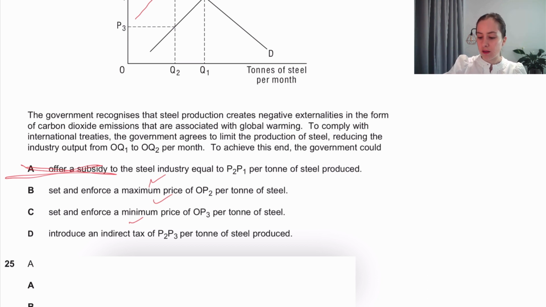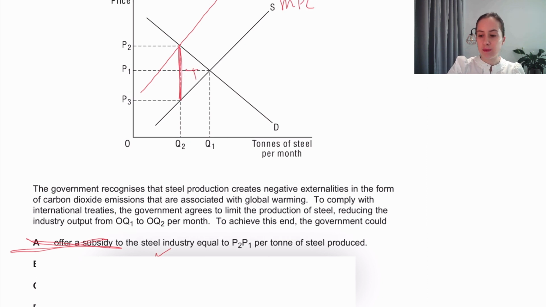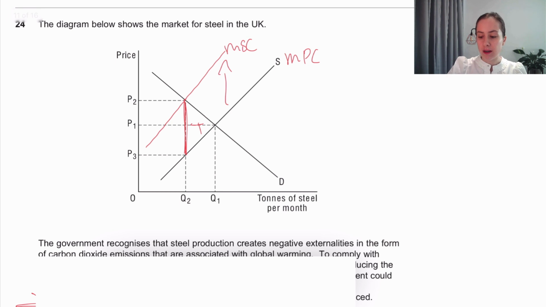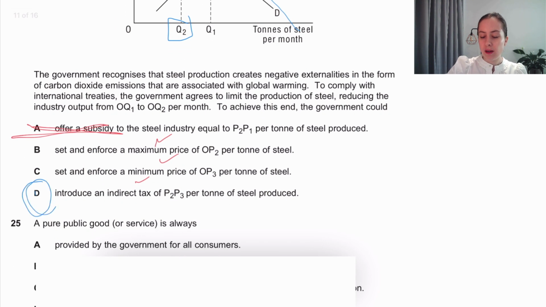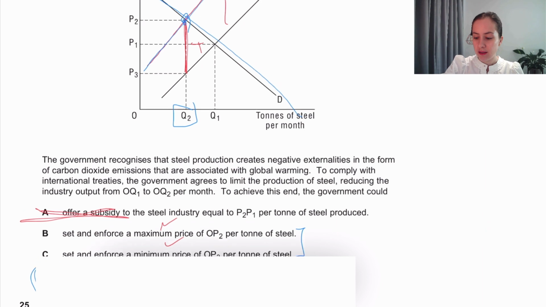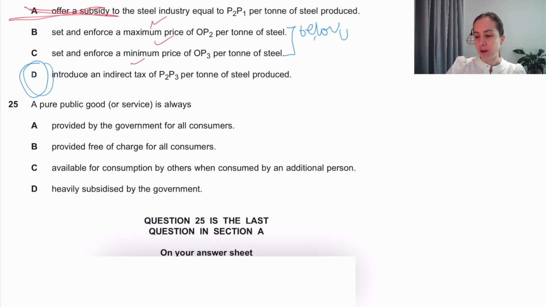I reckon it's going to be a tax of P2, P3. Yeah, tax of P2, P3 means a tax is this much. It means it shifts your supply curve there. And it means your firms will produce at MPC plus T, which coincides with the demand curve at Q2. So therefore Q2 has been reached. I reckon it's not B and C, even though they're tempting, because I think they'll probably be the wrong way around. I think a maximum price you want to put below the equilibrium, but it's actually above right now. And the same with the other one, I think that's just the wrong way around.